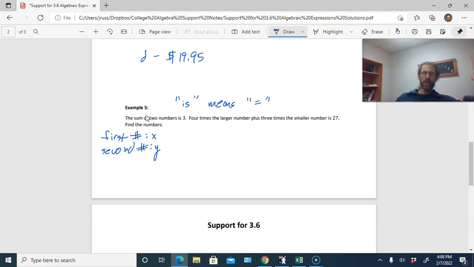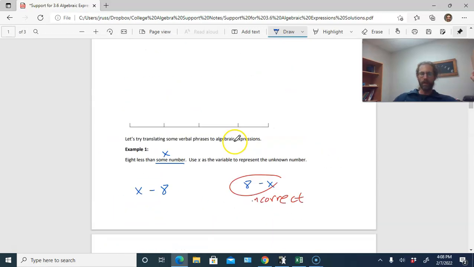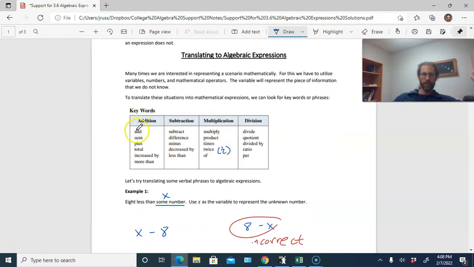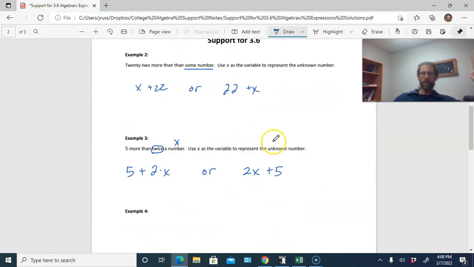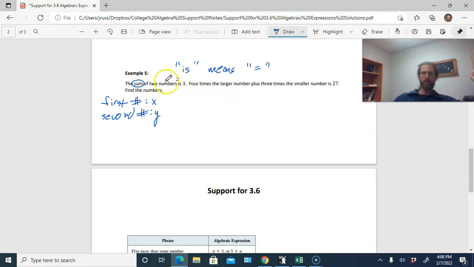So it says the sum of those two numbers is 3. So we know is means equals. Sum, if you look back in your chart, refers to addition. Okay? So that means this is telling us that if we add those two numbers together, it should equal 3. That's how we obtain our first equation here. It's going to be x plus y is equal to 3.